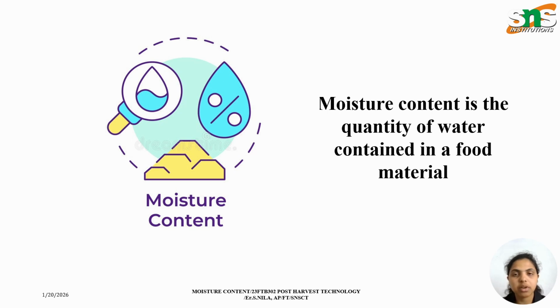Moisture content refers to how much water is present in the food. Water activity tells us how available that water is for microbial growth, that is, the availability of the water content for the growth and multiplication of microbes. And pH indicates the acidity or alkalinity. All these together decide the shelf life and safety of food products.